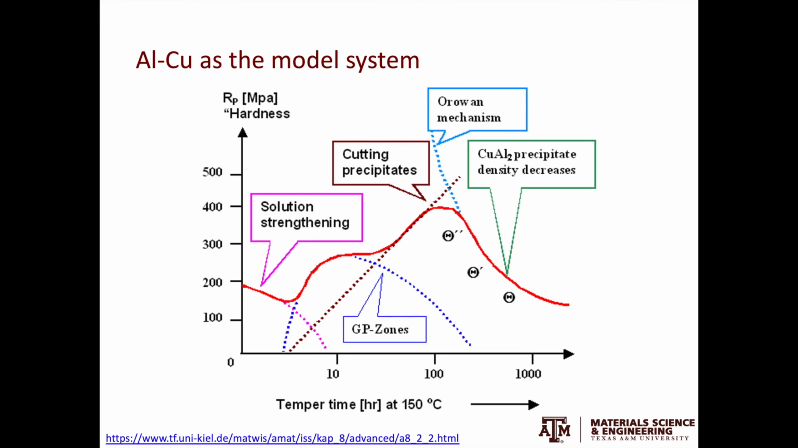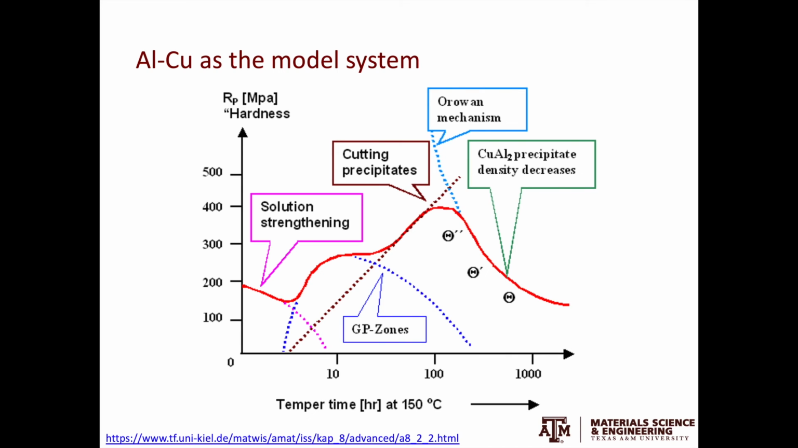And longer aging can lead to a decrease in hardness we call overaging. They are correlated or associated with the formation of theta double prime, theta prime, and theta precipitates. On the graph, you can also see the dislocation cutting mechanism and dislocation looping mechanism, which is also named as Orowan mechanism. I will not discuss them in details here. For more information, you can refer to my dislocation precipitates interaction video in the dislocation series.